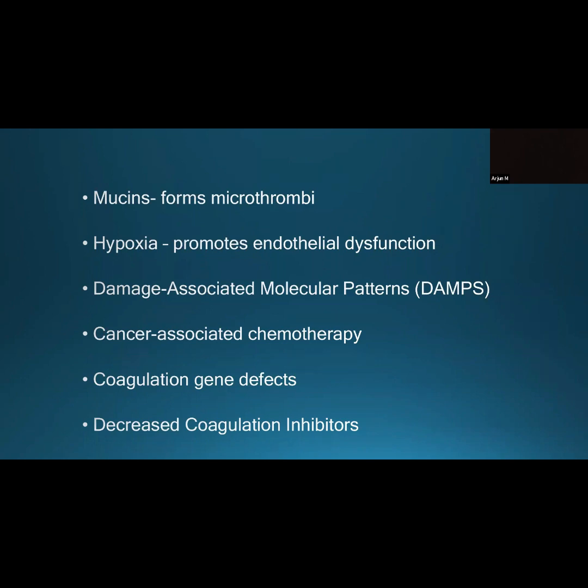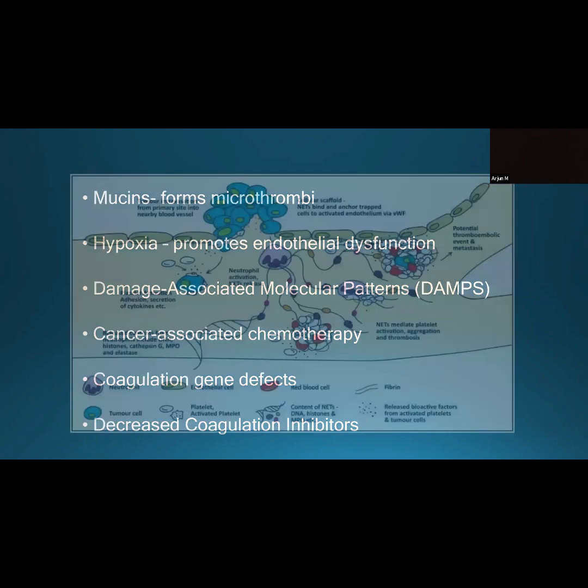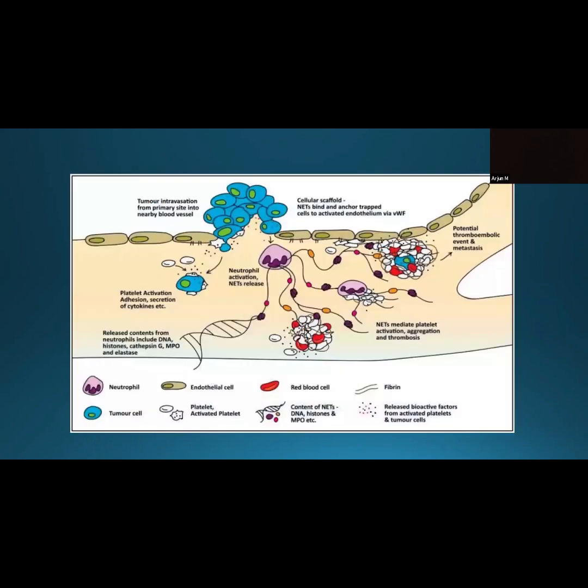The other mechanism is hepatotoxicity of the chemotherapeutic agent, which in turn decreases the production of anticoagulants like protein C, S, and antithrombin. All this in turn can increase the risk of a thrombotic event. So this is the schematic diagram which shows the indirect mechanism of a thrombotic event.